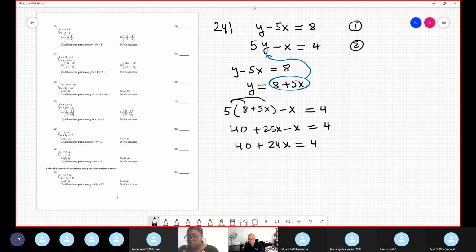I move 40 to the other side. This is 24x equal 4 minus 40. 4 minus 40 is negative 36. Just in case I check in the calculator. 4 minus 40. Yes, it's negative 36. So 24x equal minus 36. Divide by 24 both sides.